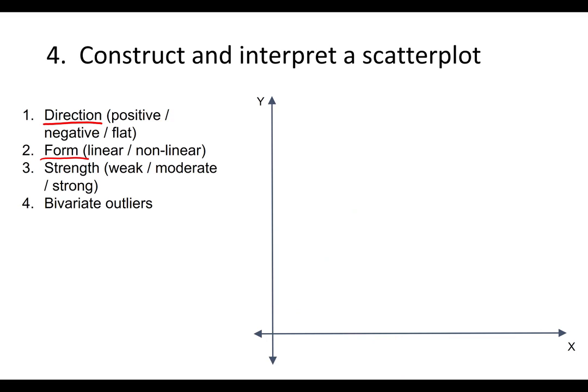The third thing that we look at is the strength of the relationship. For this, we look to see how close the observations are to the line of best fit. If all of the observations are in a straight line, then the relationship is very strong. If the observations are more spread out, then the relationship is weaker.